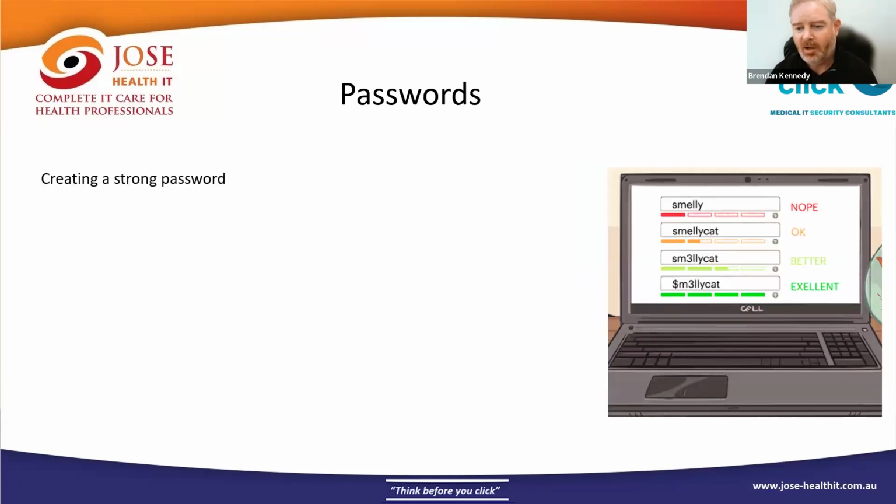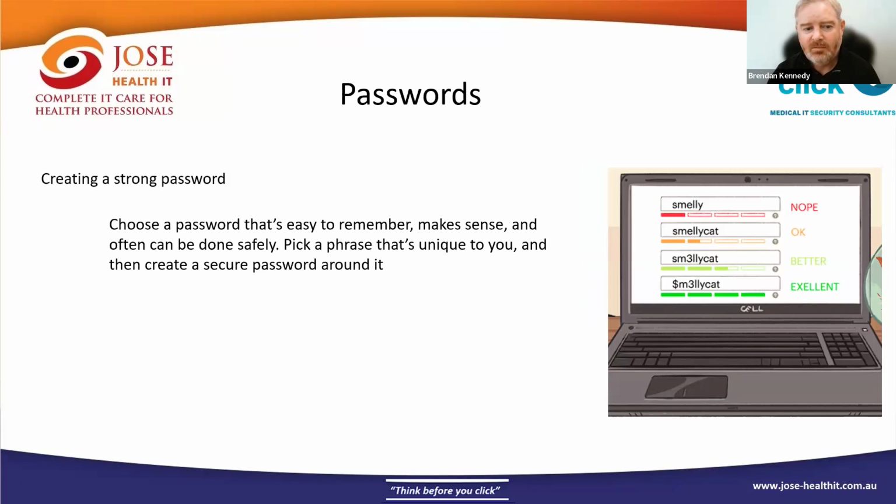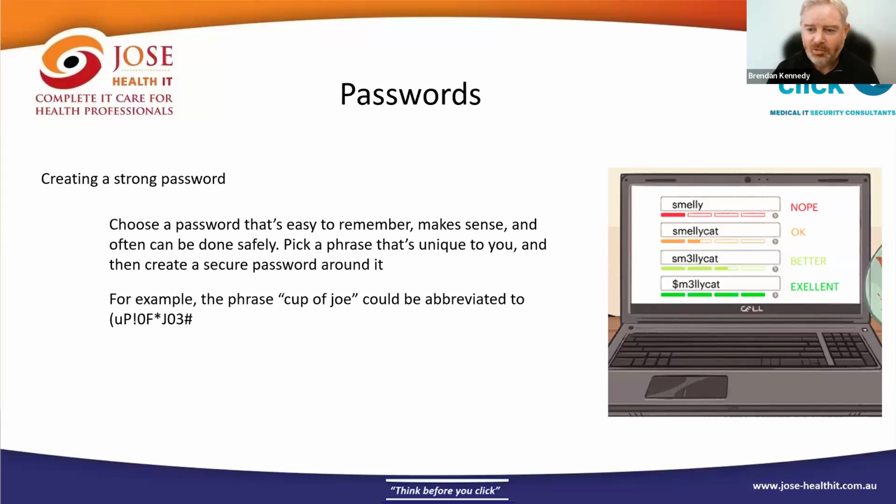So how would you go about creating one? Choose a password that's easy to remember and make it unique, like a phrase. Maybe you enjoy coffee, cup of joe. Create it so that it's something unique to you, but not something that can be socially engineered. The screenshot on the side gives you a little bit of an example of how you can replace some of the names and spelling in something that you might use on a regular basis.